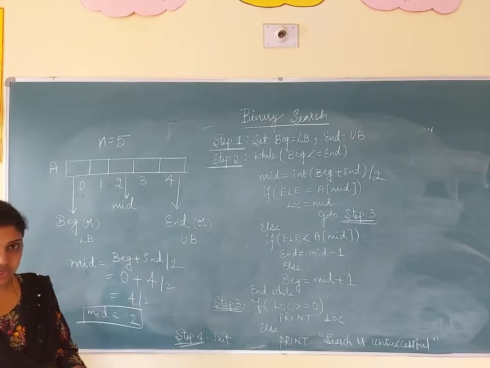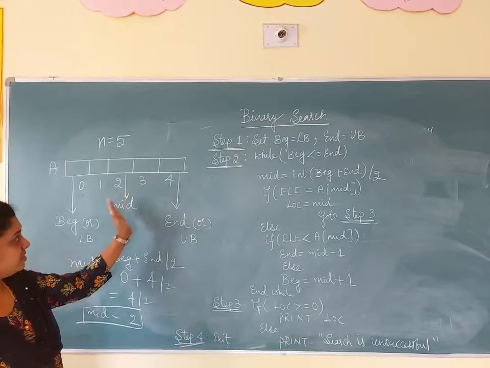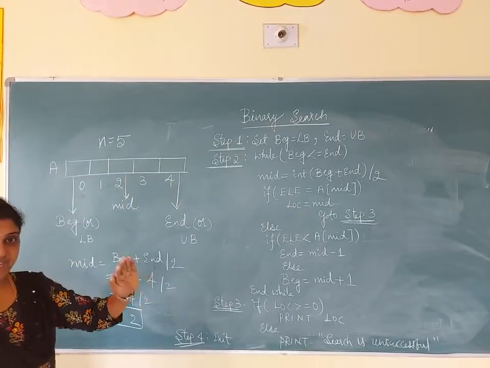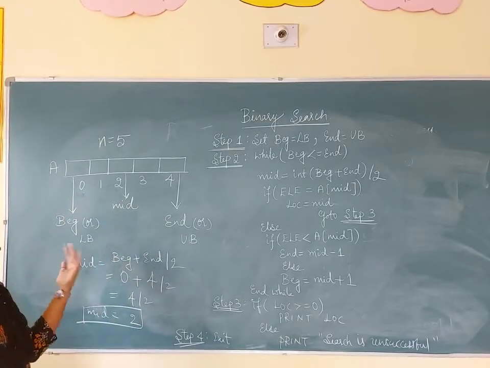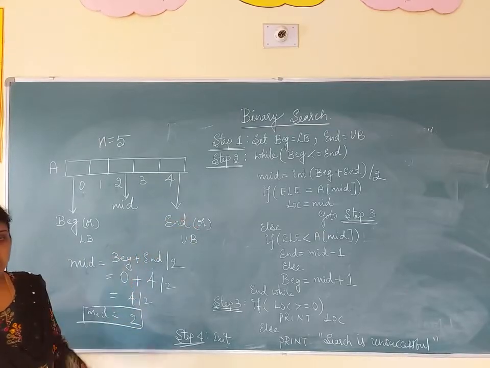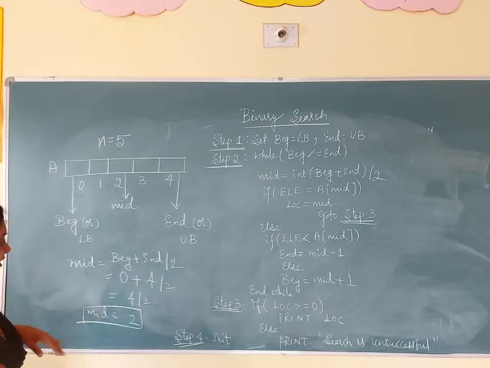Now, how are we going to search an element? If the element is present after this mid, the mid will be incremented. If the element is present before, the mid will be decremented. Okay, how will it happen? We'll move on to the algorithm. Once you move on to the algorithm, then we come to an idea.